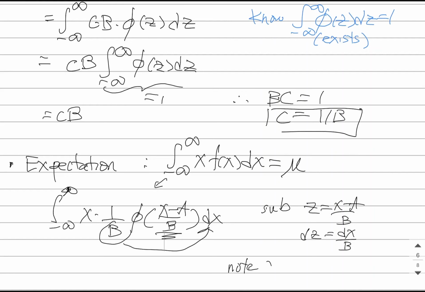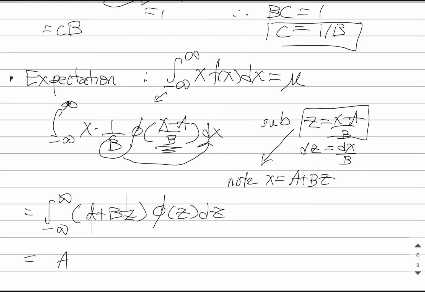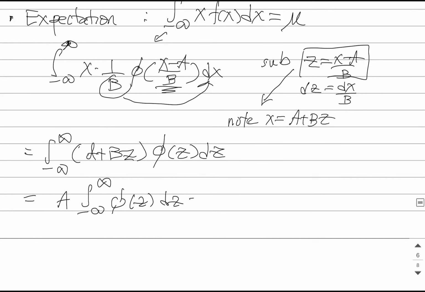And note that if z is equal to (x minus a) over b, then x is going to be a plus b times z. So if I substitute all of this stuff inside, I'll get a plus bz, phi of z dz. And because I know that all of the integrals I'm going to encounter exist, because I already evaluated them from the standard normal, I'm going to just jump ahead and show you what we end up with here.